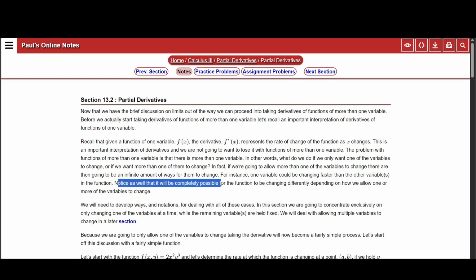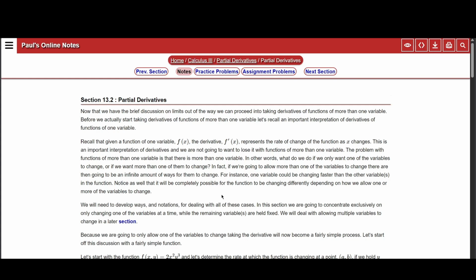In other words, what do we do if we only want one variable to change, or want more than one of them to change? In fact, if we're going to allow more than one of the variables to change, there are then going to be an infinite amount of ways for it to change. For instance, one variable could be changing faster than the other variables. Notice as well that it will be completely possible for the function to be changing differently depending on how we allow one or more of the variables to change.